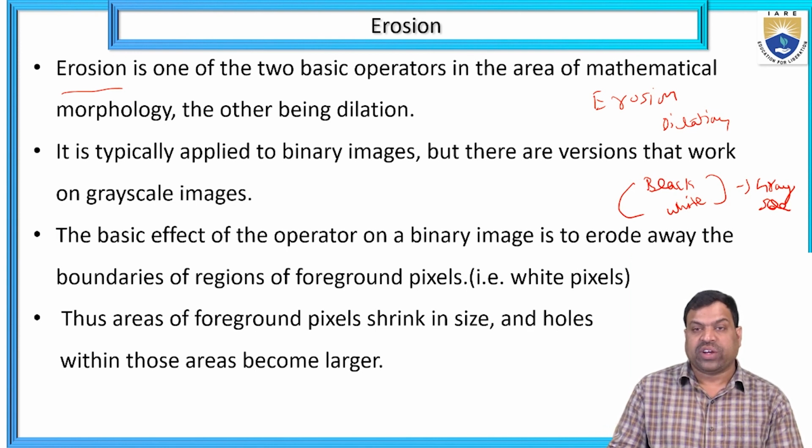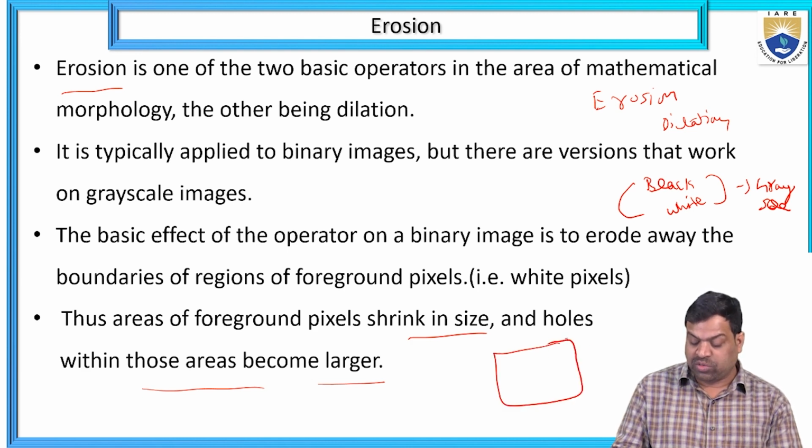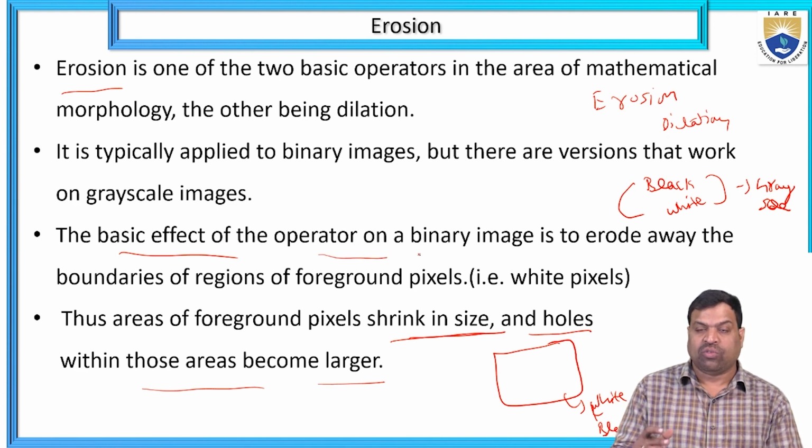The basic effect of the operator on a binary image is to erode away the boundaries of regions of foreground pixels, that is white pixels. The area of foreground pixels shrinks in size, and holes within those areas become larger. Every picture we have to take in the form of white and black, that is important. Operator means what you are operating: erosion or dilation, on black or white.